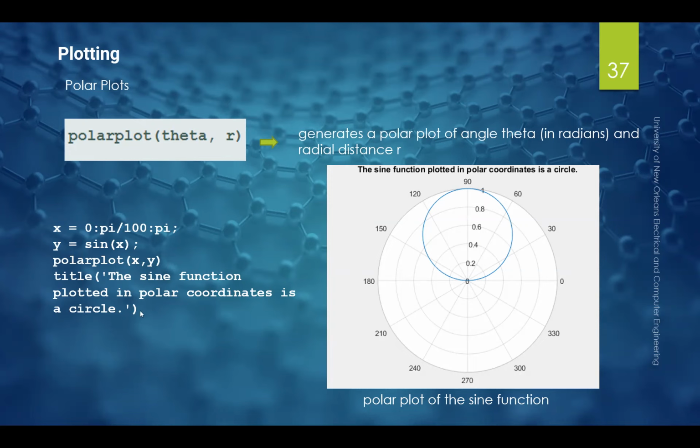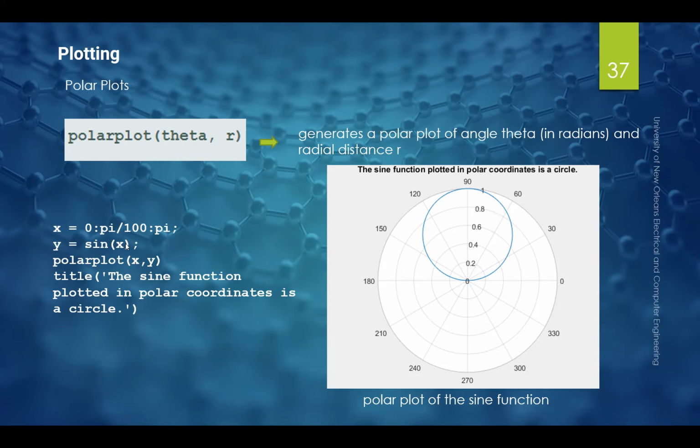If you go to the title first before looking at the other details, the title says the sine function plotted in polar coordinates is a circle, right? So this is the polar plot of the sine function. Again, I've defined the values of x from 0 to pi in increments of pi over 100. And then I simply define y as the sine of x.